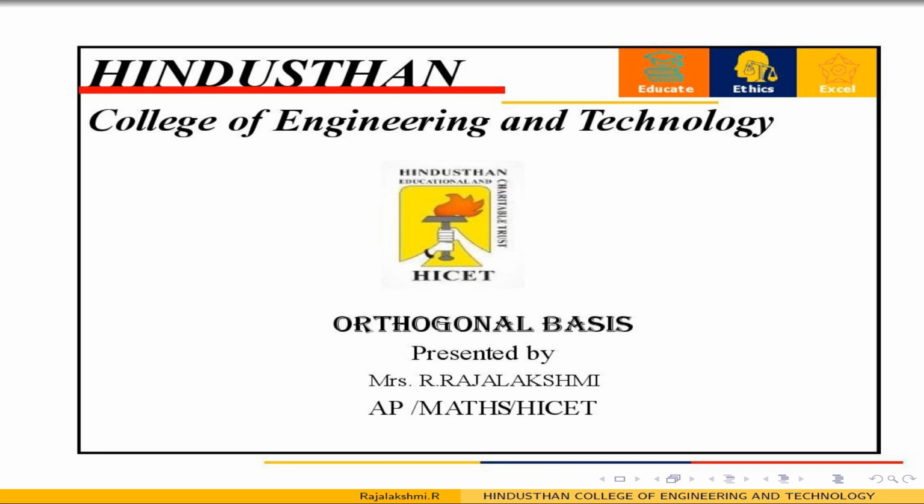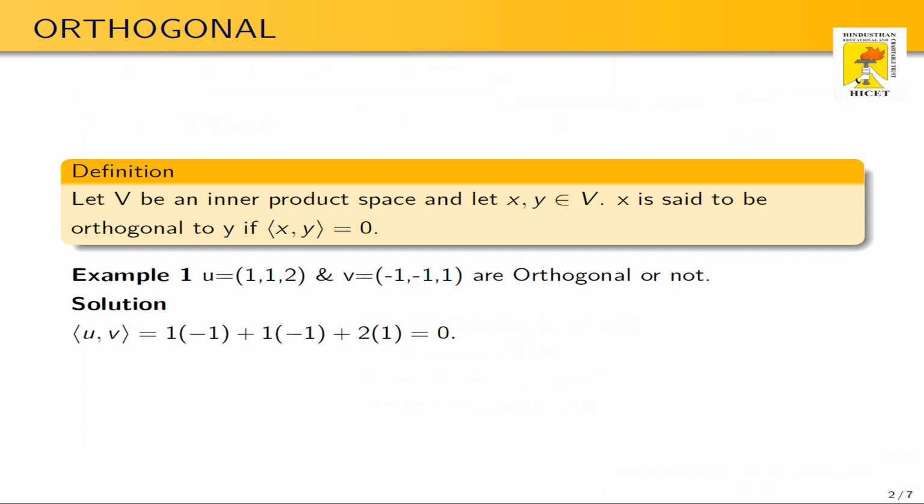I am going to present the topic orthogonal basis. First, we know the definition about orthogonal. Let us consider the vectors x, y from the inner product space V. If the inner product of x, y is 0, then both x and y are perpendicular. So, we can say that the two vectors are orthogonal.